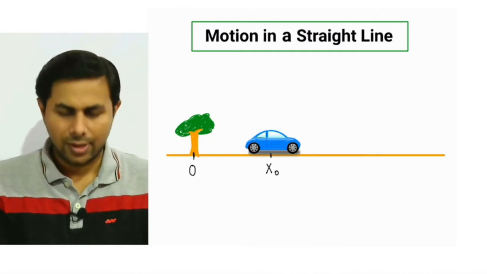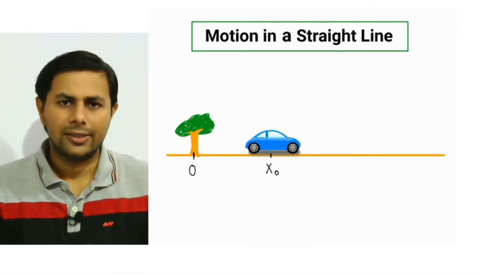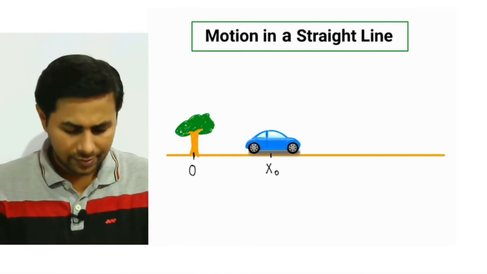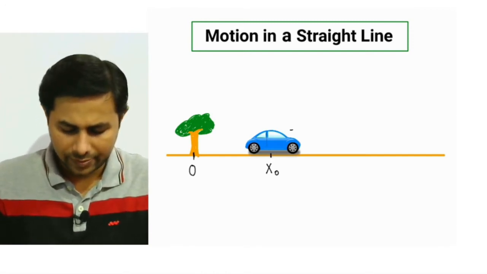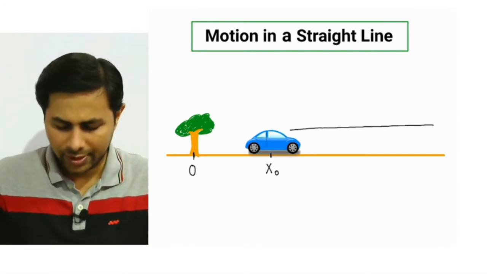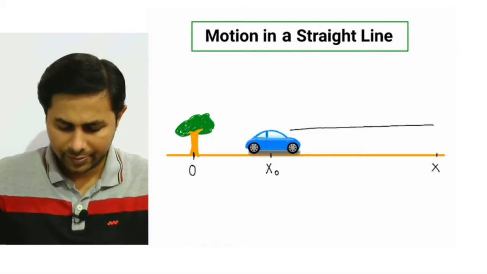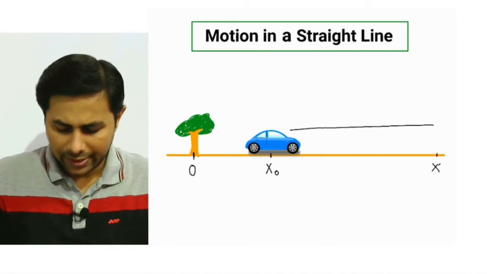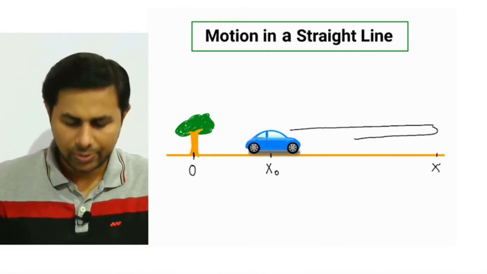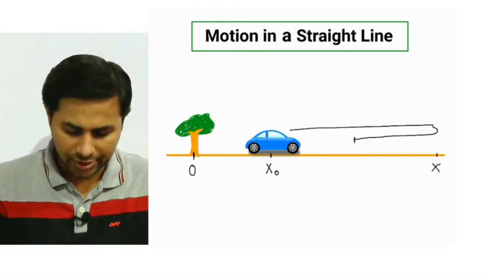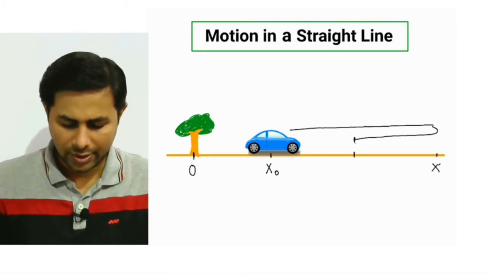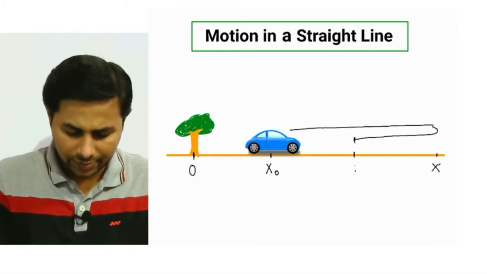Okay. So now our car starts from this position and it goes up to some position. Let's call it x. After that it takes a turn from that position and suppose it stops over here. Okay, let's call this position xf.